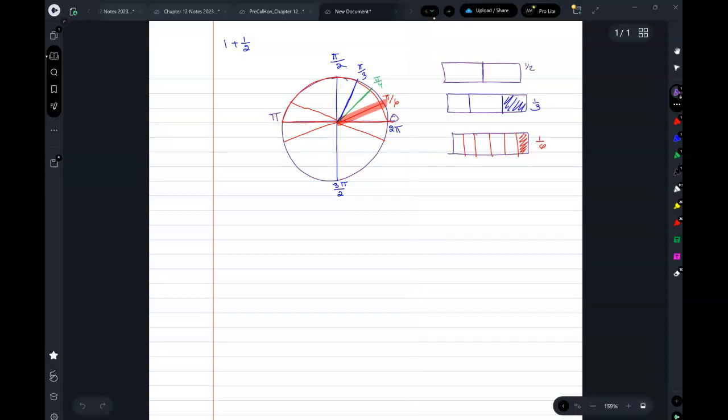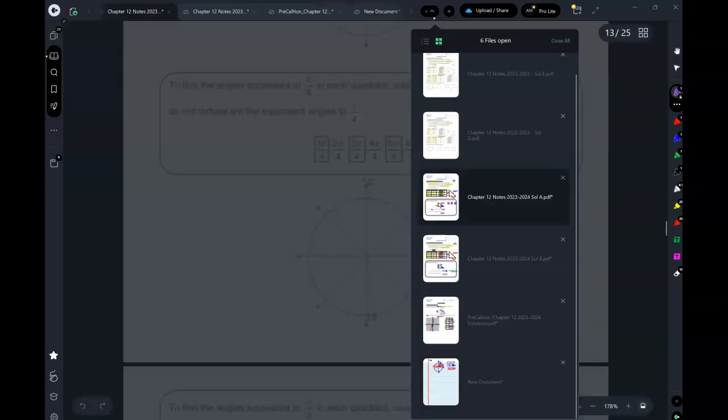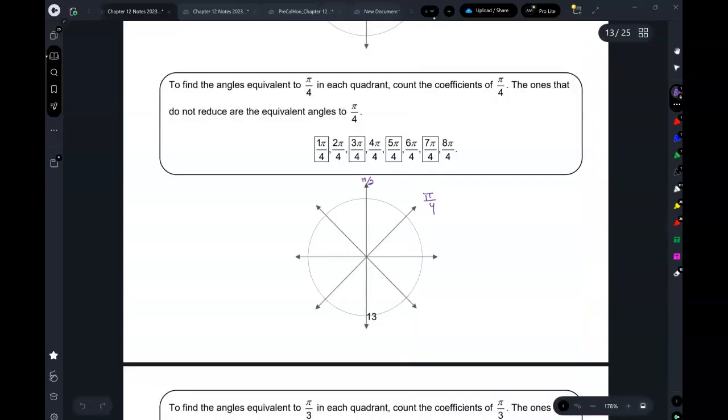Does it matter if I go like? Yes, it has to go counterclockwise, because that's the positive. So 1 pi over 4. Now 2 pi over 4 reduces, right? The 4 goes away. 3 pi over 4, you can't do anything with it. The 4 stays forever. So you keep that one. Next is 4 pi over 4. 4 pi over 4 reduces.